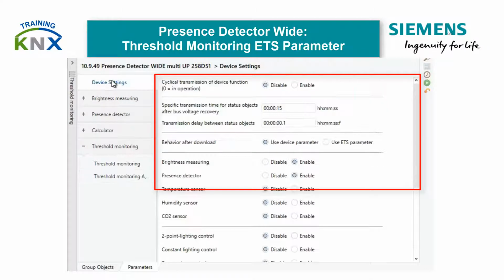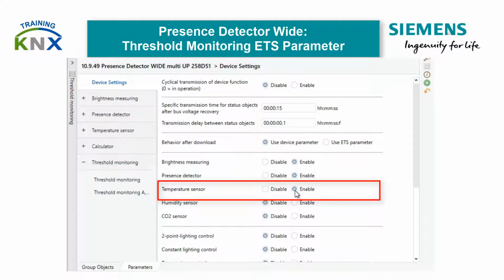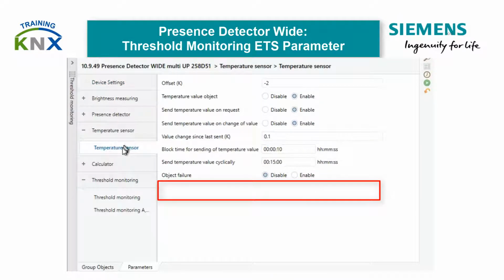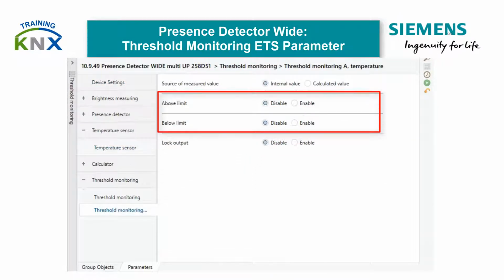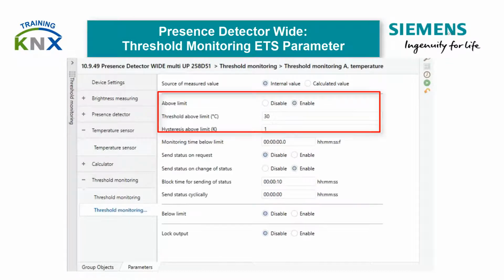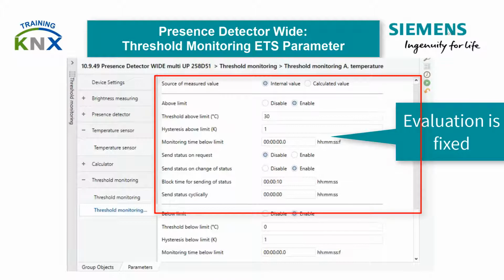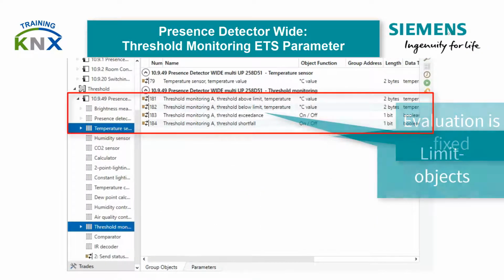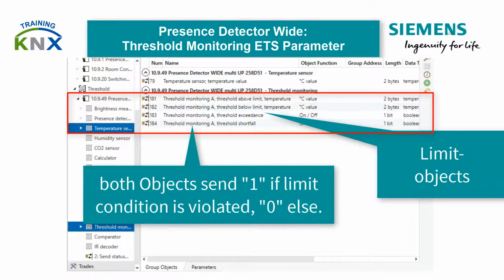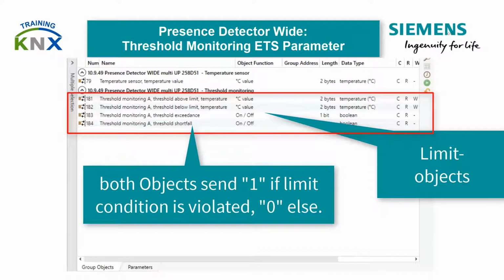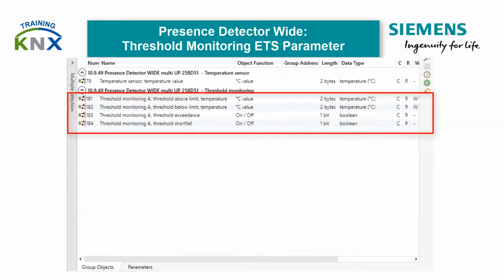So I go back to the device settings and release the temperature measurement. Now all settings can be made as desired. The evaluation of the two limit values is fixed. There is a 1-bit object per limit value, which sends a 1 when the limit value is violated and a 0 when the limit value is no longer exceeded or undercut, after considering the hysteresis.